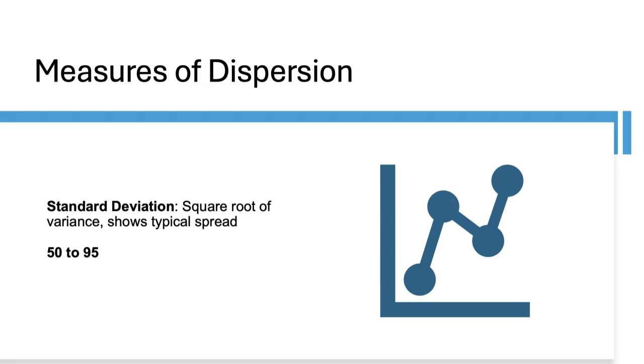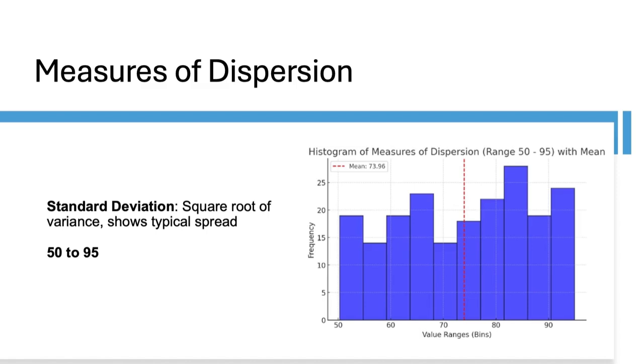Now, the standard deviation, or SD, tells us the typical distance of data points from the mean, which really means that the exact mean value in this data set here is 73.96. So it's approximately 74. The standard deviation is simply the square root of the variance. This brings the measurement back to the original units.